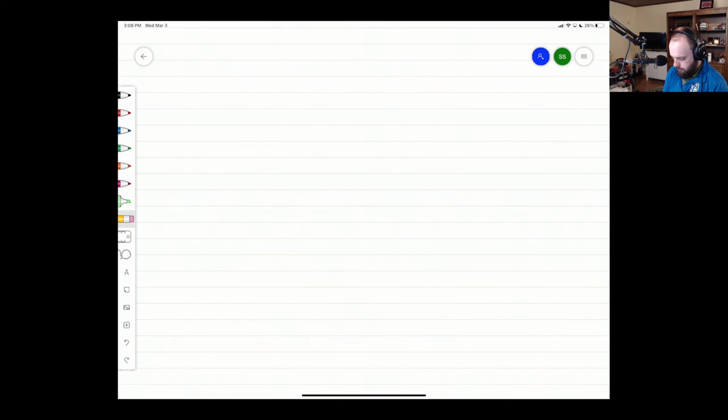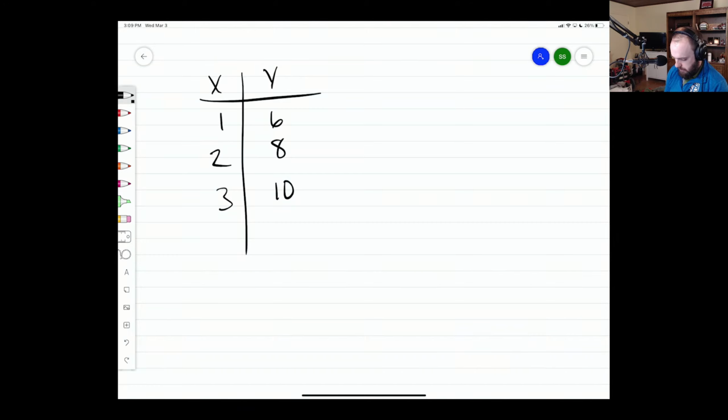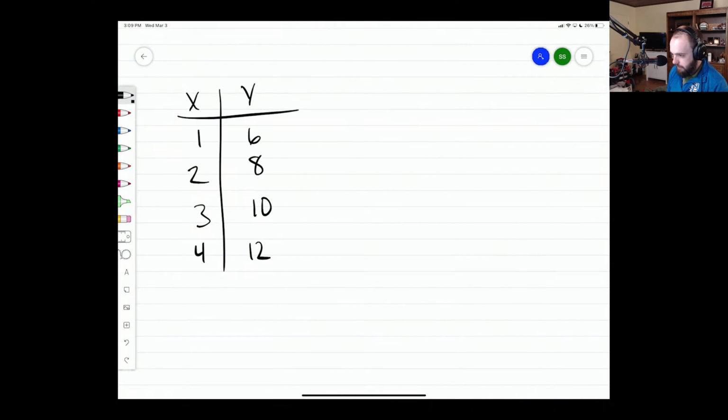All right, so we have a table. I'm just going to copy down my table. We have x and y, and then we have 1, 6; 2, 8; 3, 10; and 4, 12. So we're trying to write the linear function. Typically we want to write it in slope-intercept form, which is y equals mx plus b. Remember, the m tells us our slope, and the b is our y-intercept. Typically when we're talking about the y-intercept, we're looking for when x is equal to 0. And as you can see, we don't have an x equals 0 here.